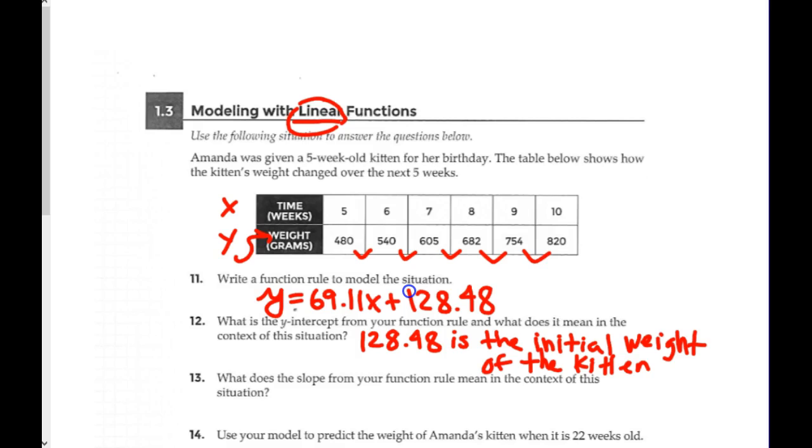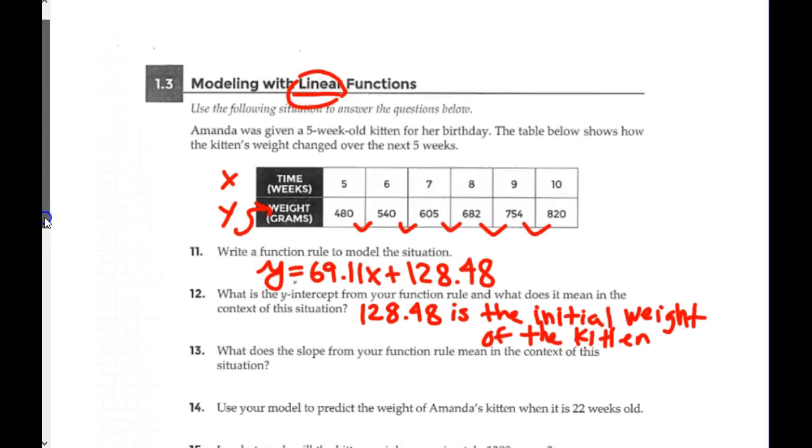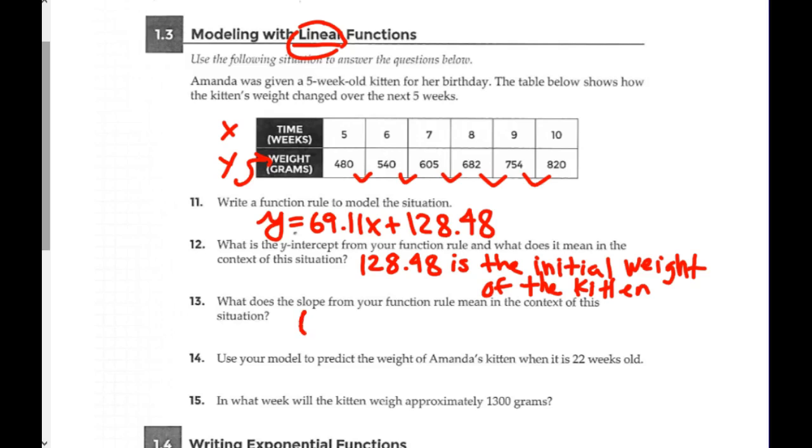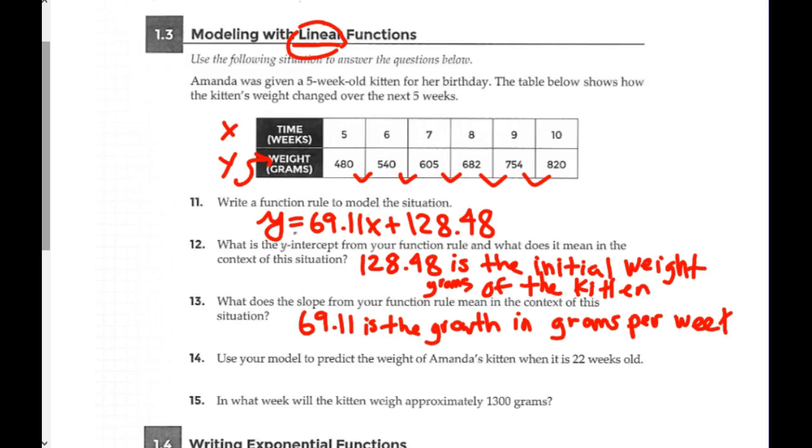What does the slope from your function rule mean? So the slope, 69.11, is the growth, in grams. By the way, this one was grams too. Grams per week. So it's growing at about 69.11 grams per week.